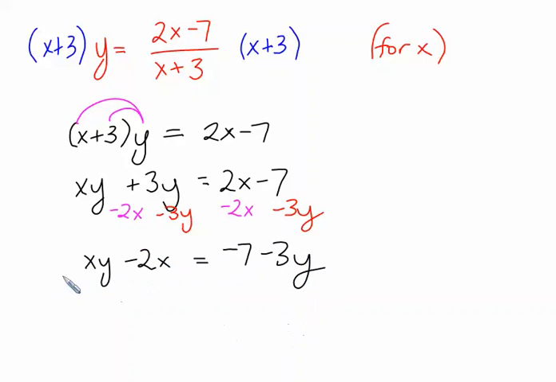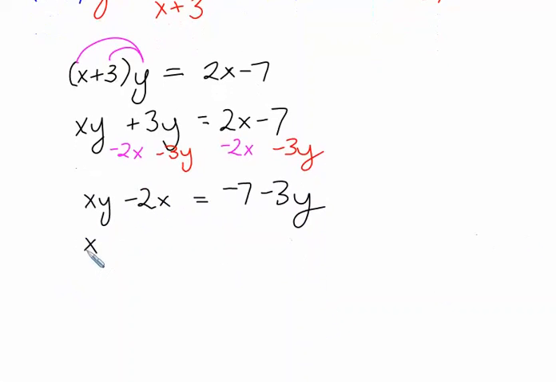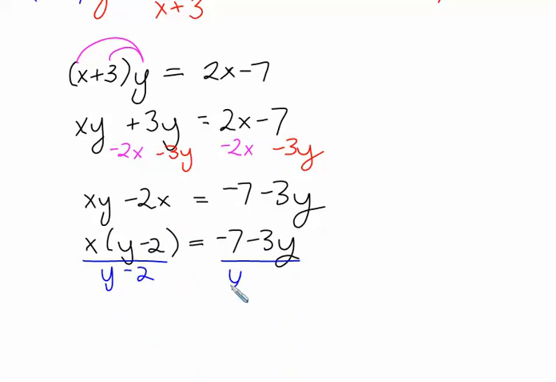At this point, we want a single x on the board. So just like our previous problem, we will factor out the x. This time it leaves us with y minus 2. And then we'll end up dividing both sides by y minus 2 to get the x by itself. So our final answer could be x equals negative 7 minus 3y all over y minus 2.